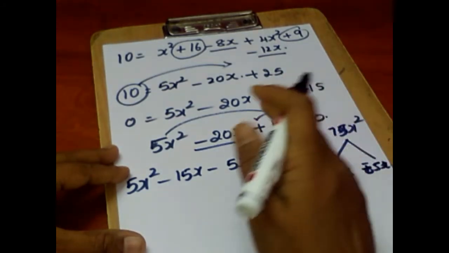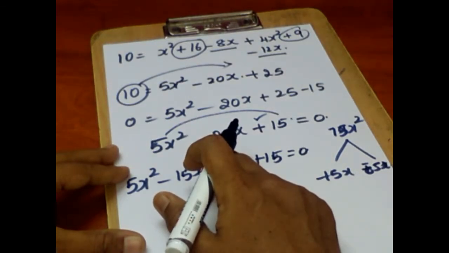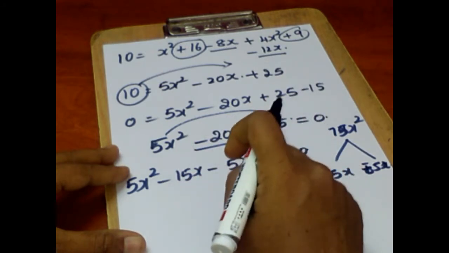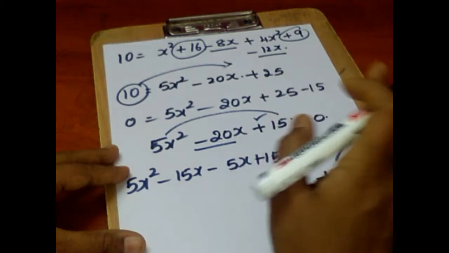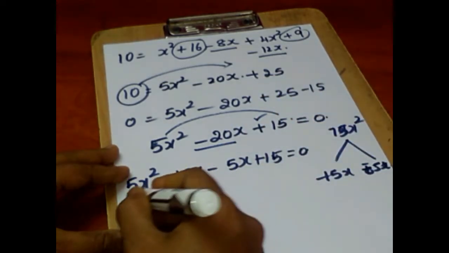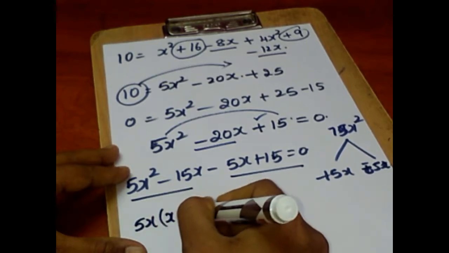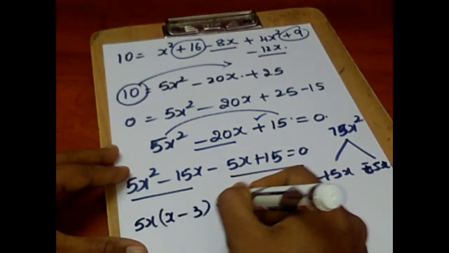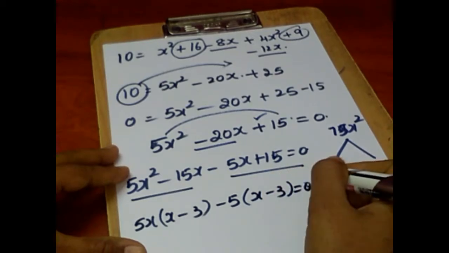Children, I am not giving much importance to showing how the factorization is done. I hope you are able to do this as we have completed the factorization chapter. If you have any doubt, you are free to clarify it. Okay? So 5x is taken as common factor, x minus 3. Then minus 5 is taken as common factor, x minus 3.